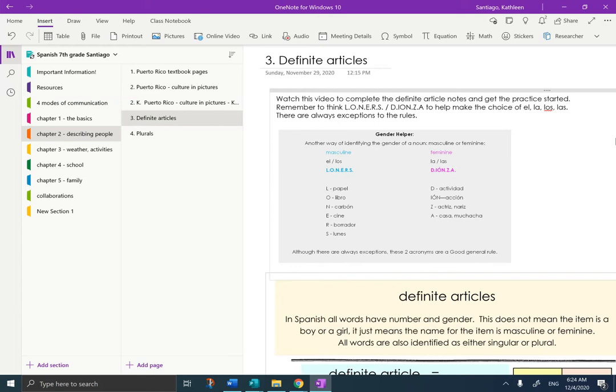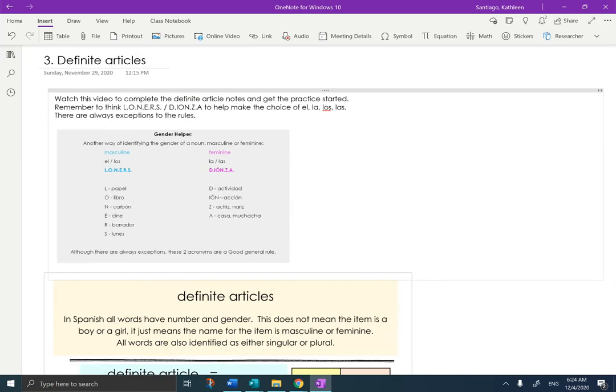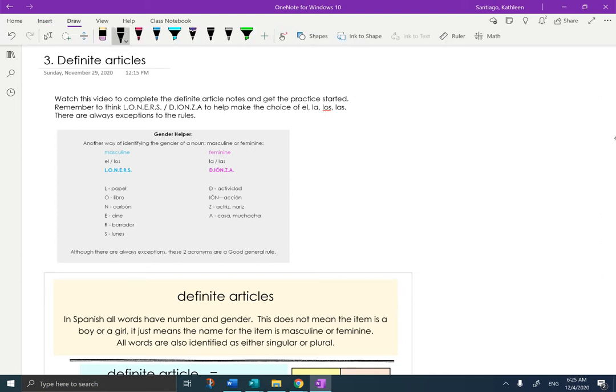I just wanted to take a moment and help you through the notes for definite articles. I'm in your 7th grade OneNote, Chapter 2, page 3, definite articles. I'm going to get rid of the table of contents and take a look at what we have within the page. The instructions say, watch this video to complete the definite article notes and get the practice started. Remember to think LONERS and DIONZA to help make the choice of el, la, los, or las.